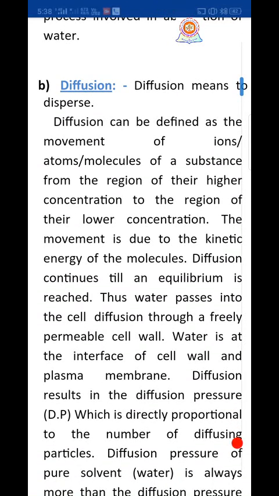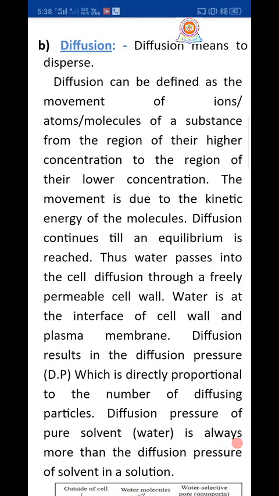The movement is due to the kinetic energy of the molecules. Every atom or molecule has kinetic energy, you know that, and because of that kinetic energy the movement of water molecules is carried out. Diffusion continues till equilibrium is attained. When the concentration of ions on both sides is the same, equilibrium is attained and the diffusion stops.